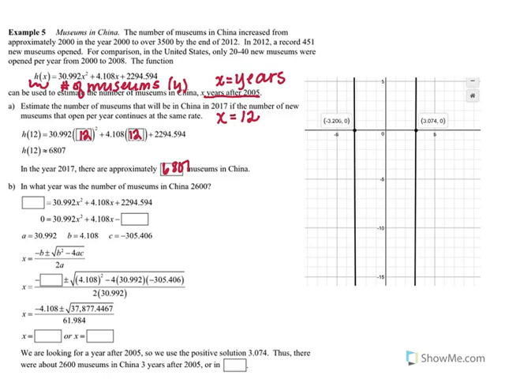So in what year, so here we're looking for our x value, was the number of museums in China 2,600? So we're given the number of museums, so we're given our y value this time. Our y value is 2,600. We need to know what x value of year will give us 2,600. So I need to subtract, because I know with whatever method we need to set it equal to 0. So I'm going to subtract 2,600.